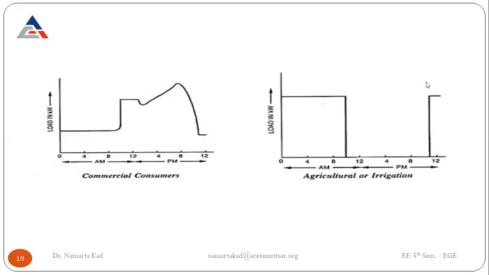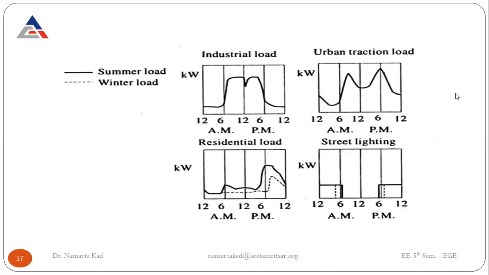Next is the irrigation load or agricultural load, and it mainly consists of the pumps for the water supply to the fields. We generally assume that it remains on during the night when the city load is not at its peak. Then only the agriculture load is on. So this is a curve for the agriculture or irrigation load. So these are the different types of load curves for different types of loads.